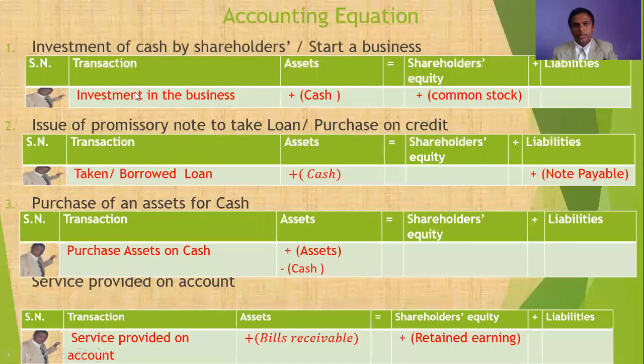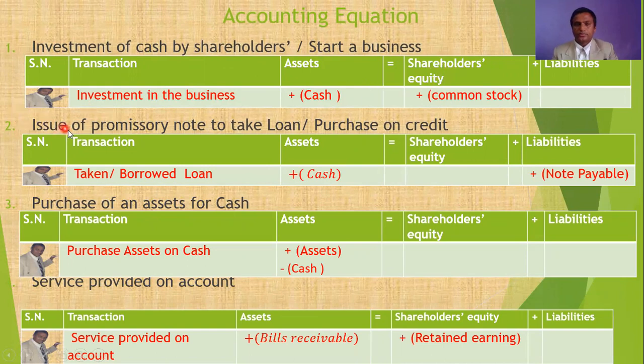Next, transaction number 1. Investment of cash by shareholders, or start of a business. Start a business with cash, with bank, with furniture, with anything, and it increases assets. Increase in investment by shareholders increases the assets and correspondingly increases the shareholder equity.